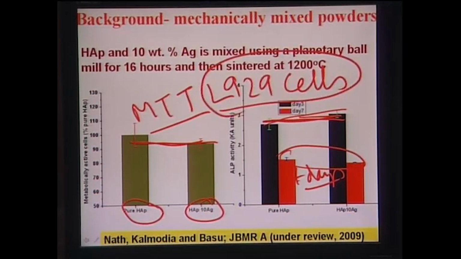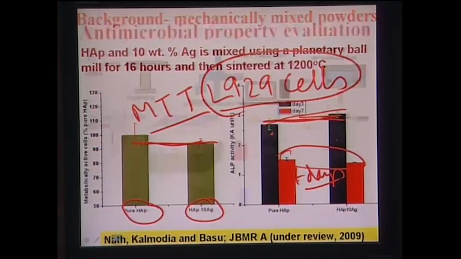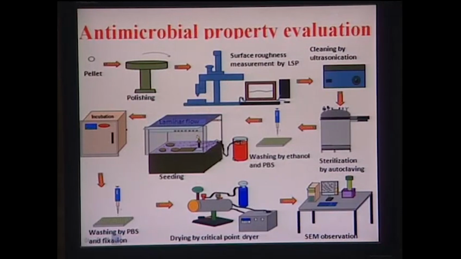So, after 3 days and 7 days in culture, in the ALP and osteogenic differentiation activity test, we find that there is no statistically important difference when you add 10% silver to the hydroxyapatite. We have also done the antimicrobial property test, which is the key property that was investigated in these materials.